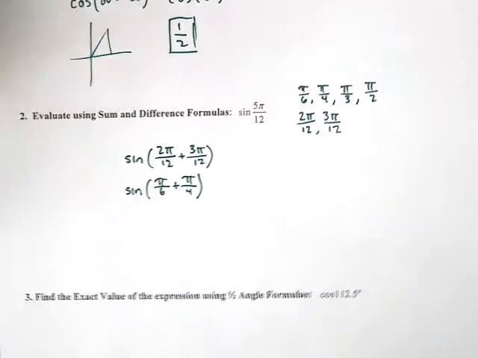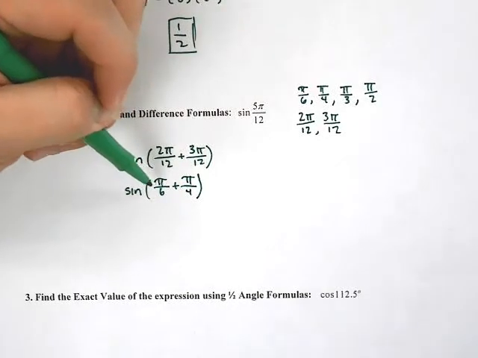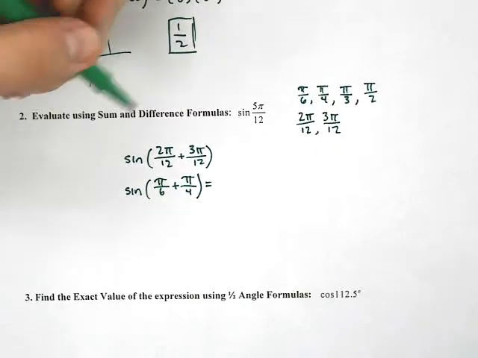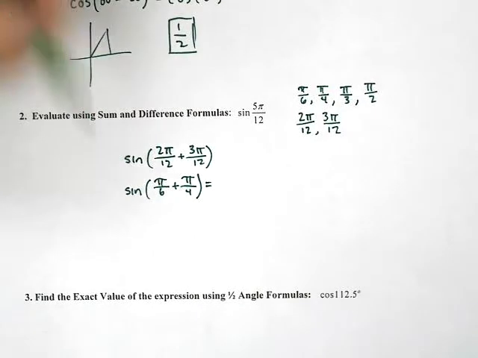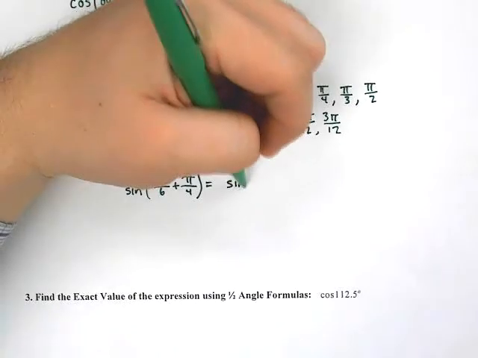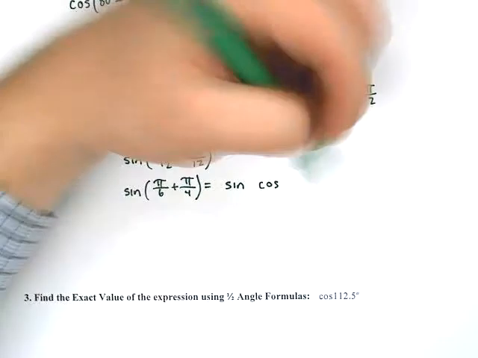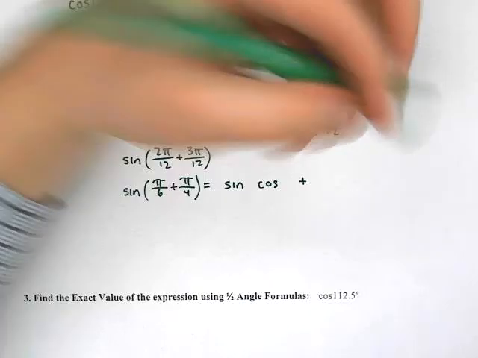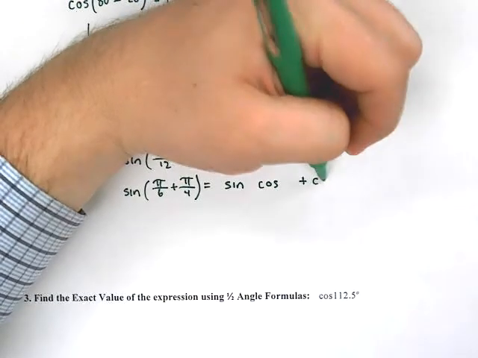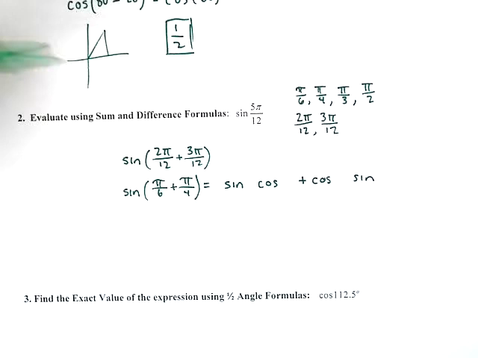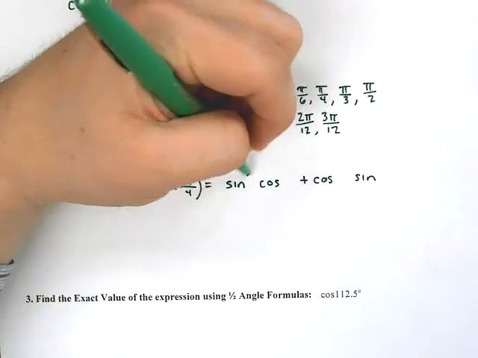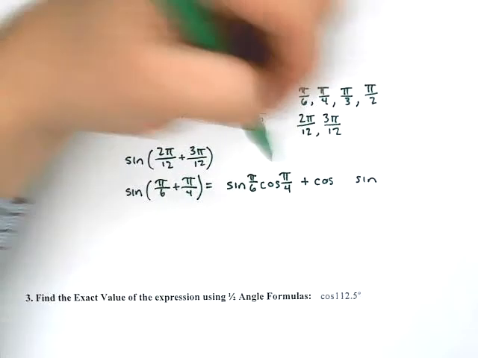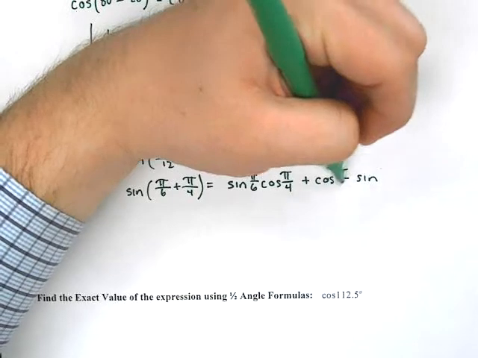Now I have the two angles. I know that one of the angles I'm going to use is pi over 6, the other is pi over 4. What we really need to do now is remember the sum formula. The sum formula for sine is sine cosine, and then you're going to add, the sine stays, and we're going to have cosine sine. Now remember, pi over 6 was angle 1, pi over 4 was angle 2, or A and B, and so now it's again A and B.